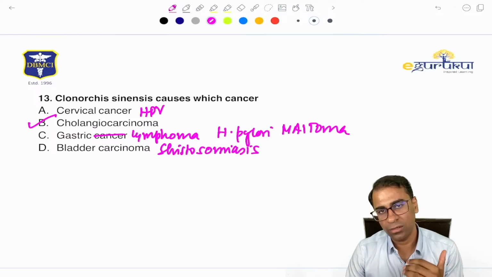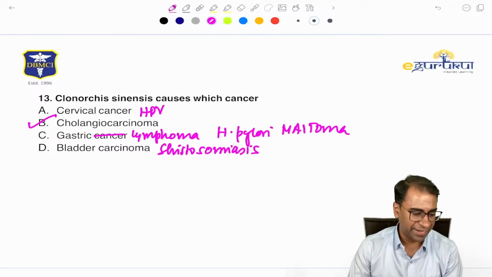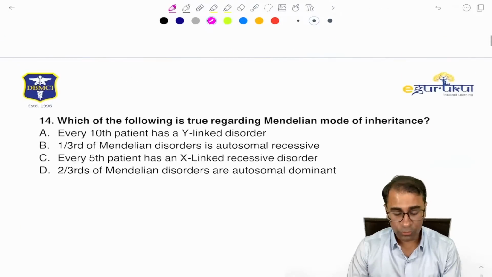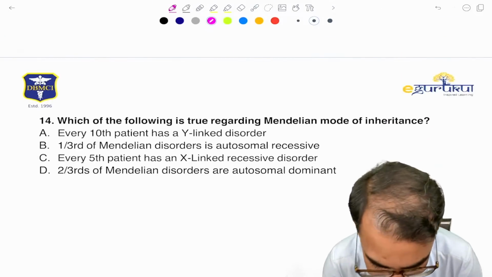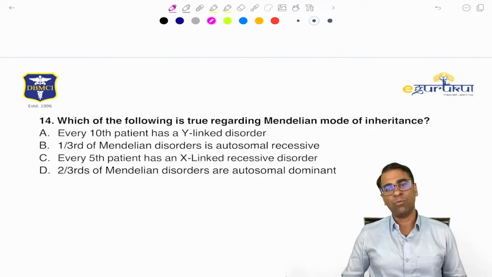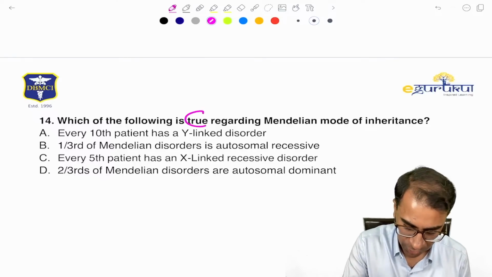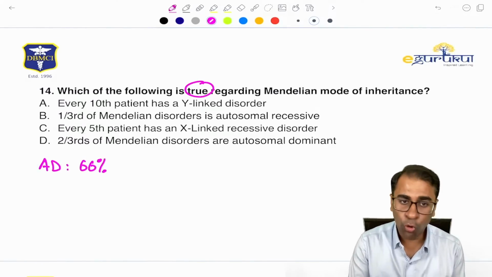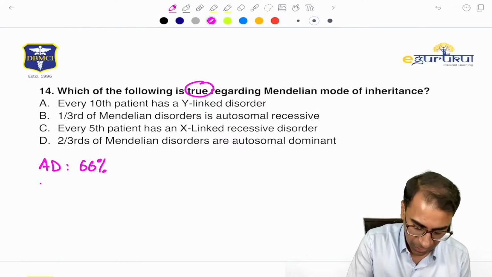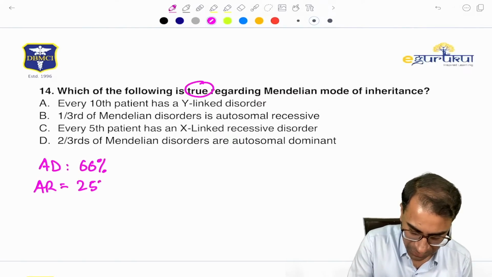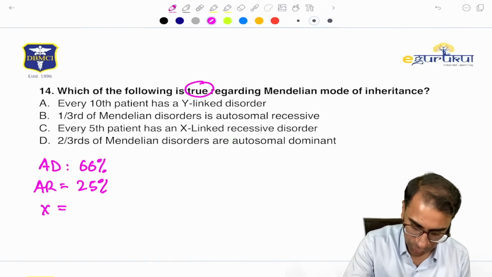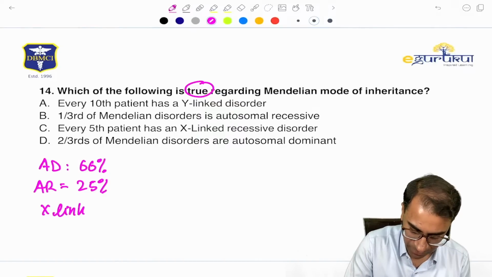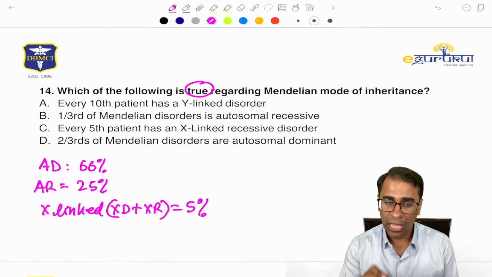In HPV, the 16th strain is more dangerous than the 18th strain. Okay, okay. Now, this is a tricky one. All of you listen to me very carefully. The question asks which of the following is true regarding the Mendelian modes of inheritance. Just remember, in Mendel's law, 65% of all the disorders are autosomal dominant. AR comprises 25%. X-linked, which comprises X-linked dominant plus X-linked recessive, is around 5%.